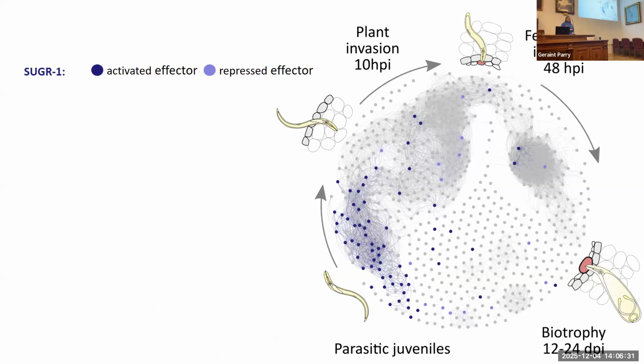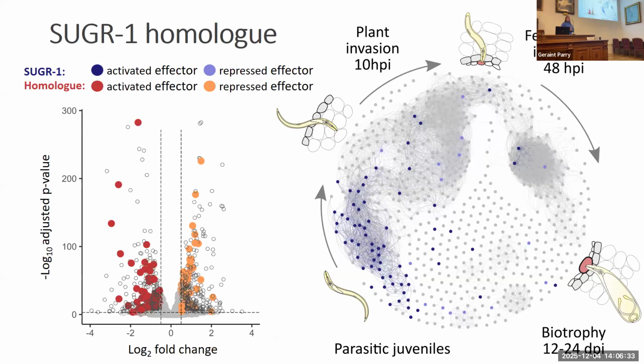To test this, we again knocked it down by RNAi, and you can see here another volcano plot that shows you what happens to gene expression if we knock down the sugar homolog. And now you have the differentially expressed effectors highlighted in red here. And if you look at it, we see indeed we did find another regulator of effector genes, but it looks a little bit different to sugar. And the crucial difference here is that this seems to be a positive and a negative regulator of effectors. So you see them on the left and on the right side.